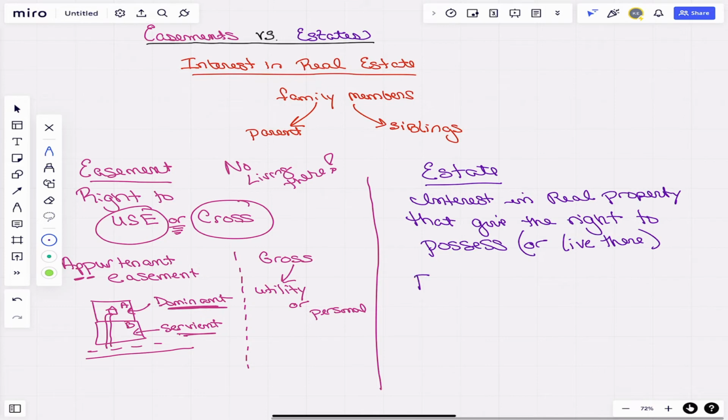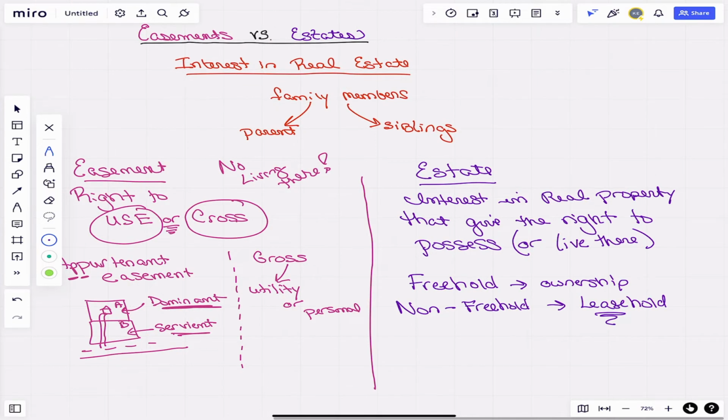We have our freehold estates, which we know means ownership. And then you've got your non-freehold estates, and that's like a leasehold, which, you know, you're leasing it. And then under freehold, we have all these other different types, which is great. Again, this is not just about the estates today, but you wanted to know about the difference between easements and estates. So there you go.